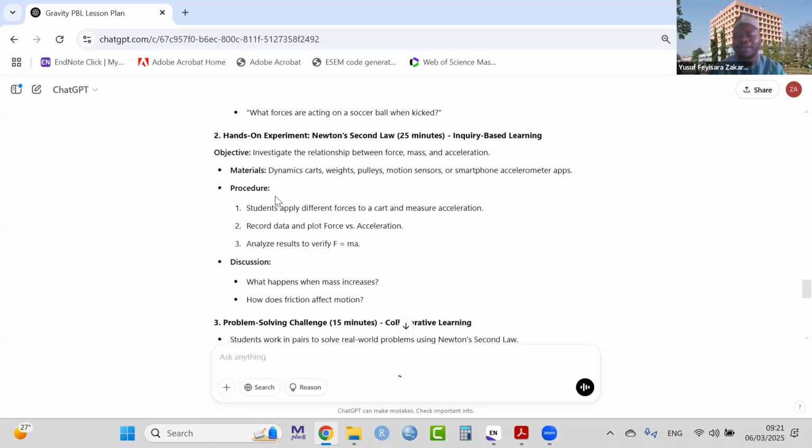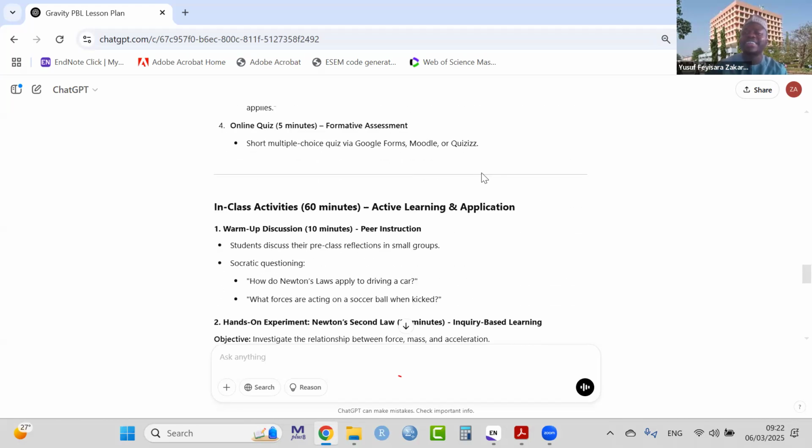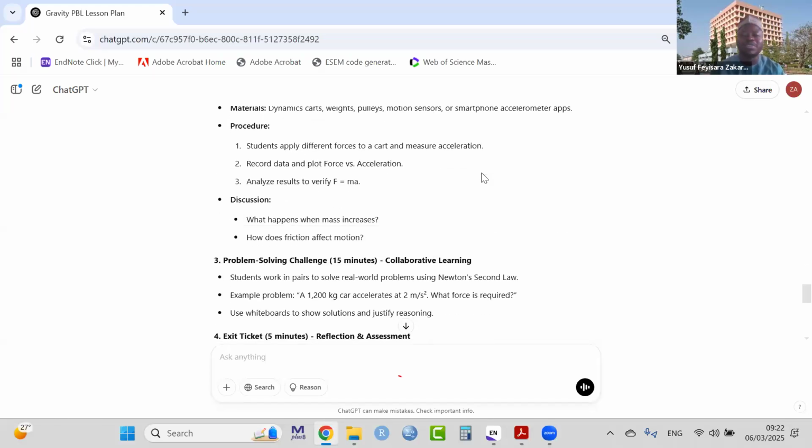This is the most important thing here. You don't have to crack your brain thinking, oh, which experiment should I ask them to do. It will do it for you. Then you just relax, you're happy. Bring it, adapt it, and then make it suit your context. Look at the experiment. It's about investigating the relationship between force, mass, and acceleration. You need a dynamic cart, weights, a pulley, and motion sensors, or smartphone accelerometer apps. If you think some of these things are difficult to get, you can modify your prompt and ask AI to use materials that are readily available in Nigerian classrooms. Then instead of picking things that may not be available, it will give you the ones that are available.